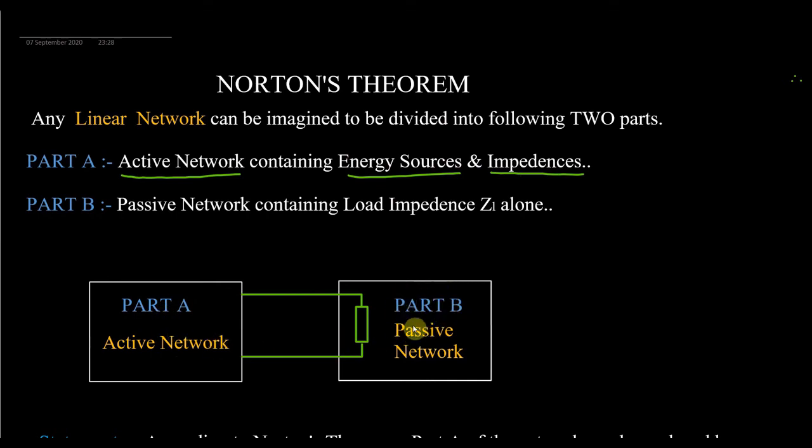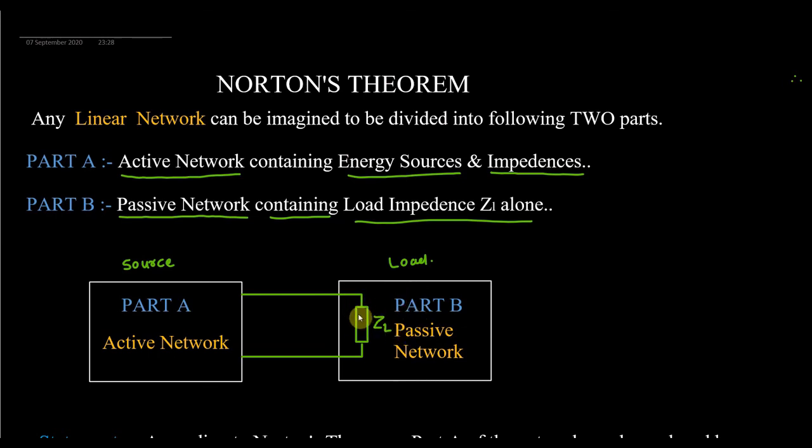Now similarly you can see that I have made part B. Part B is called the passive network. What is meant by passive network? The network which consists of passive elements. And this consists of the load impedance ZL. So I can say this is my source side, and this will be my load side. This impedance I will call ZL, which is the load impedance. So part B only consists of the passive network, or we can say the load impedance.